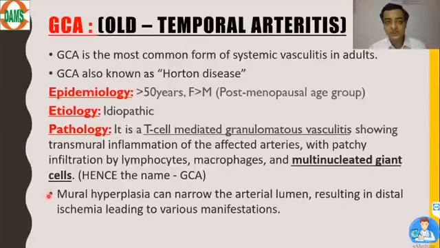So mural hyperplasia. So what happens when the artery is inflamed? Why should the symptom come? Because the hyperplasia can narrow the arterial lumen, resulting in ischemia, leading to the various manifestations. So all the structures which are supplied by the arteries which are affected will develop ischemia, which leads to the various manifestations of the disease.